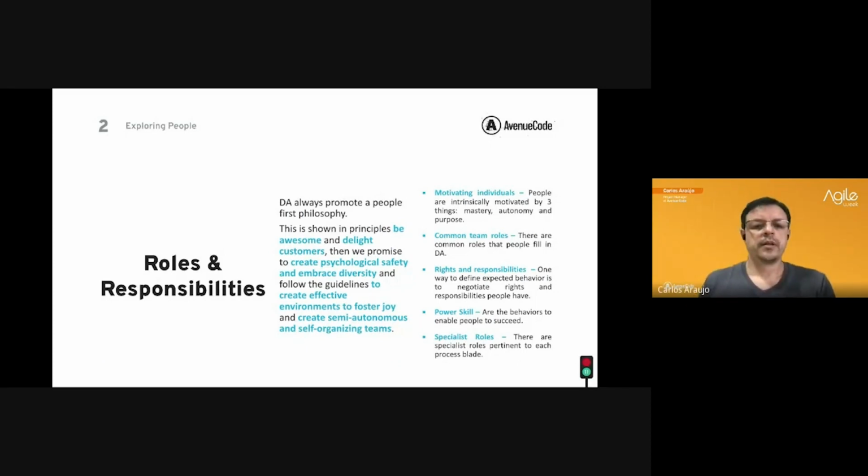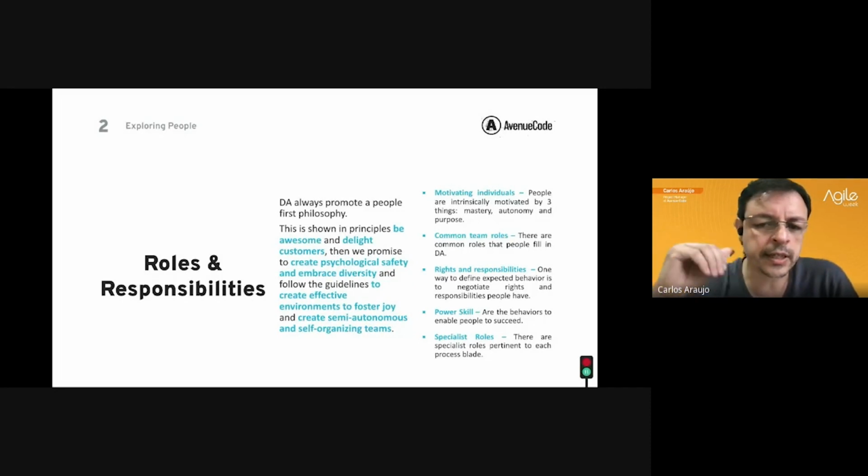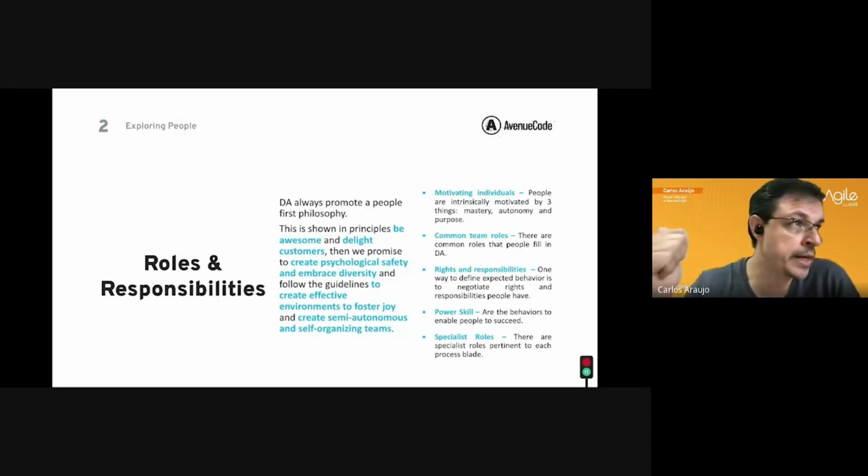Okay, let's talk a little bit about the roles and responsibilities here. DA promotes a people-first philosophy. What I mean is this is shown in the principles: be awesome and delight customers. Then we promise to create psychological safety, to embrace diversity, and follow the guidelines to create effective environments, to foster joy and create semi-autonomous and self-organizing teams. Motivating individuals: people are intrinsically motivated by three things: mastery, autonomy, and purpose.